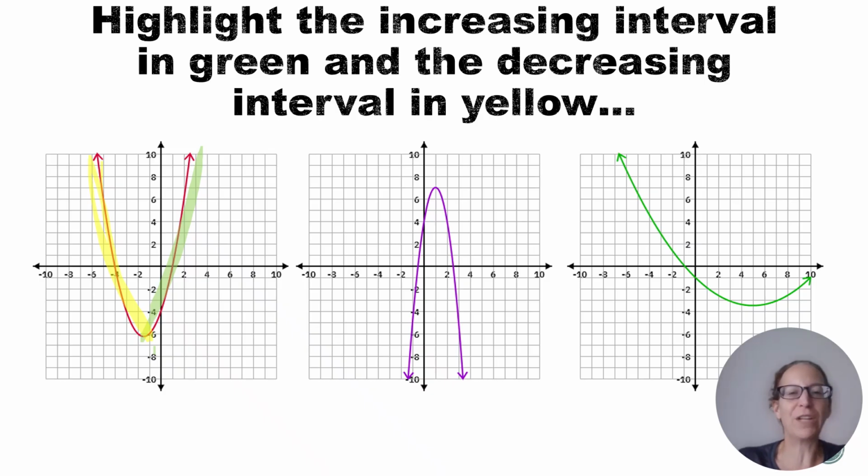So increasing interval in green. Okay. So increasing interval in green, I'm heading up. And again, move your finger, cursor, whatever, to the far left, as far left as you can go, and then trace to the right and figure out what am I doing. So I'm going up, increasing, increasing, and then right here at the maximum or the vertex, decreasing, decreasing, decreasing. So that will be in yellow.